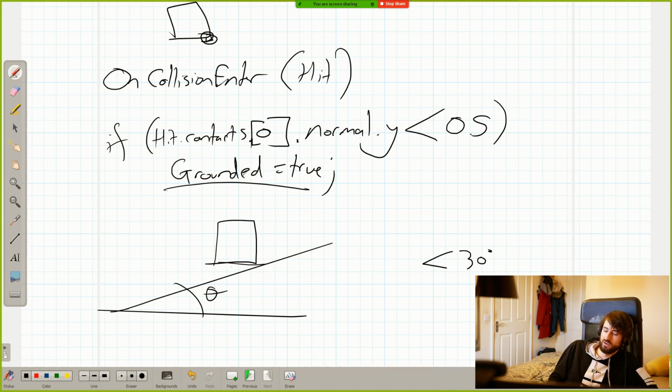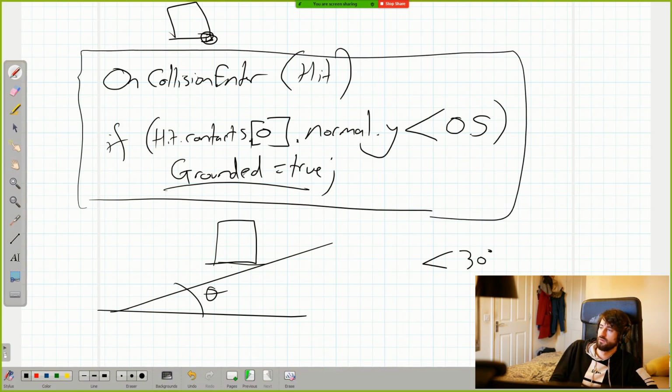But that's essentially what I want you to do for your little homework: come up with a system where your character can land on the ground. You use your normal to work out whether they're on the ground, on a too steep a slope, or just a slope that they can jump off. Okay?